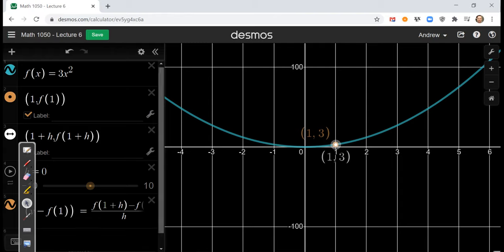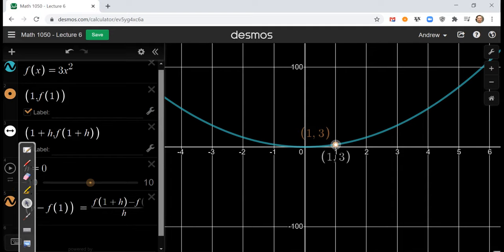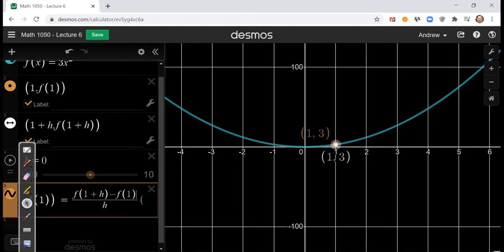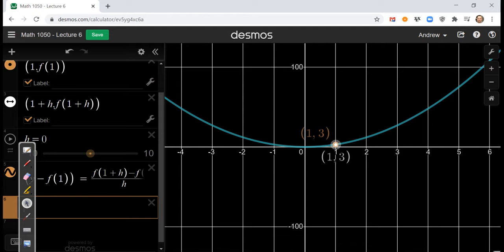What happened when h is 0? You'll notice that the tangent line, the secant line, disappeared, right? Where did the line go? Well, when you ask the computer, where's the line? It's like, well, I can't compute it, because if you look at the equation for the line right here, we'll talk some more about this in the future, but you get y minus f of 1 equals the slope, which is the average rate of change, f of 1 plus h minus f of 1 over h. Notice the denominator here, h.